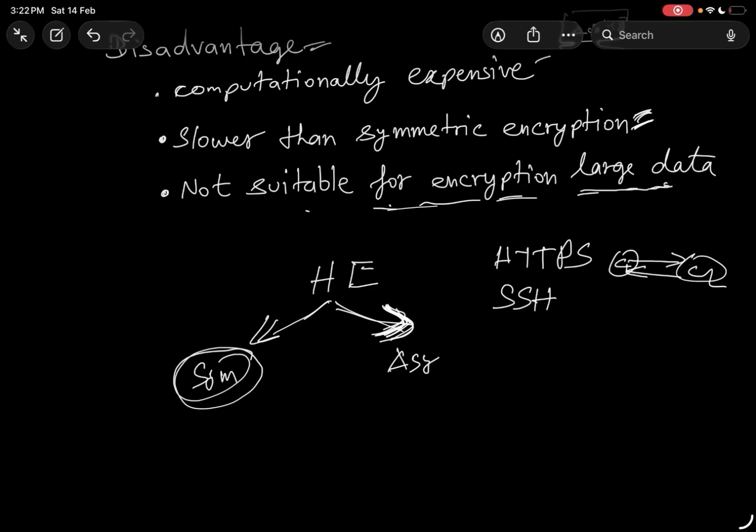And in the first go, it will use asymmetric encryption to exchange a single key, or you can say the same key, because symmetric encryption needs to have the same key on both sides. So it uses asymmetric encryption for exchanging this key between these two clients.